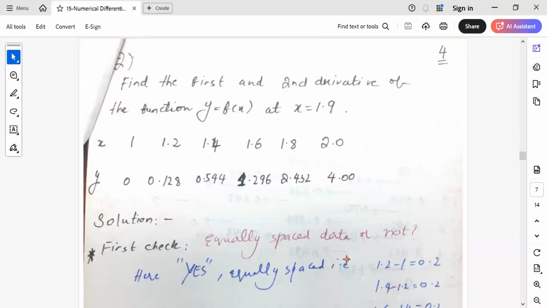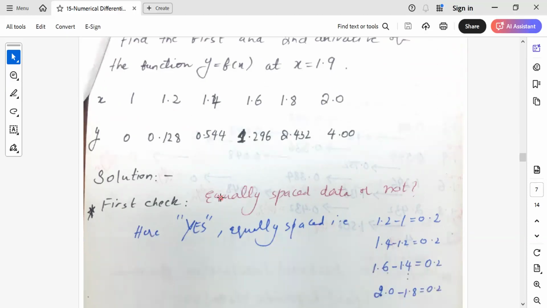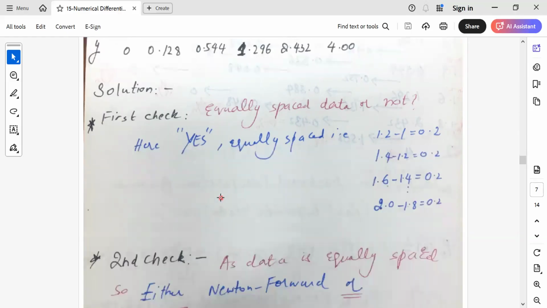So again, is it equally spaced? 1 to 1.2 to 1.4. So it is equally spaced. So 0.2 is the difference. The value of h is 0.2.